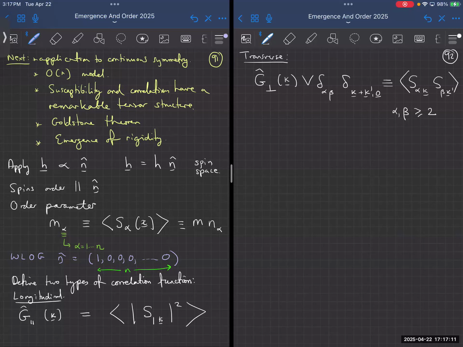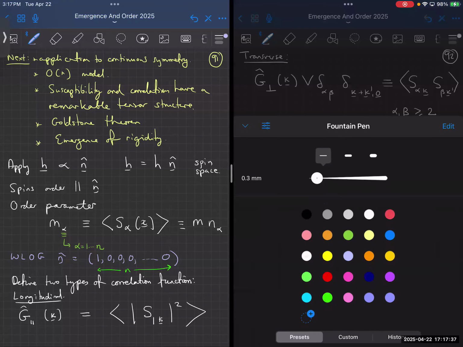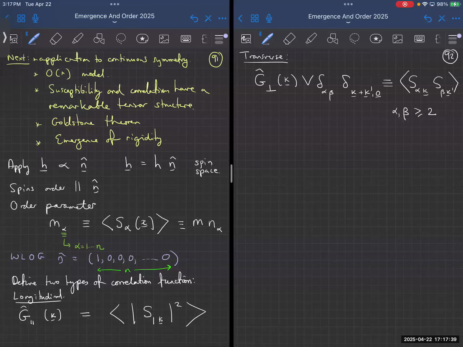So you can predict that the result is going to be that k is going to be 0, and thus k and k prime conserve momentum. In other words, they're equal and opposite. And you can also expect that because our system has O(N) symmetry, the orthogonal components will be independent. And so these factors of delta alpha beta and delta k plus k prime are going to emerge from the calculation. Okay, so that's the things that we want to compute.